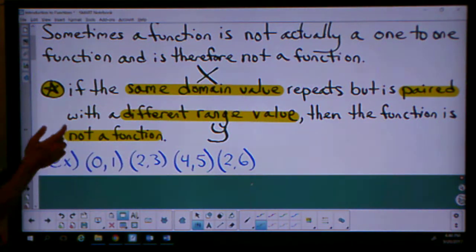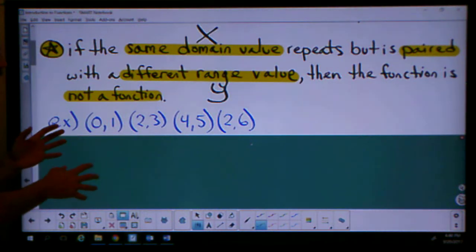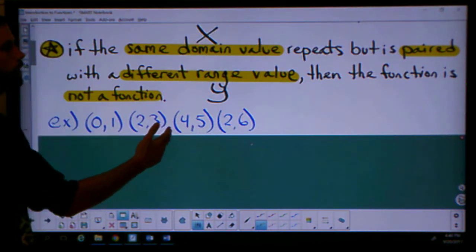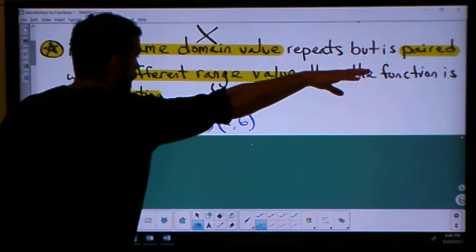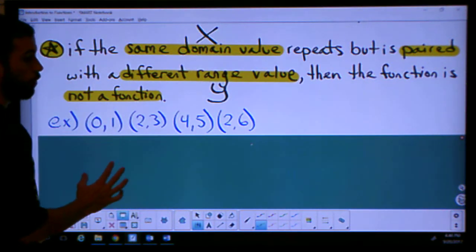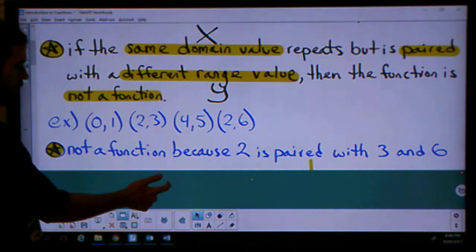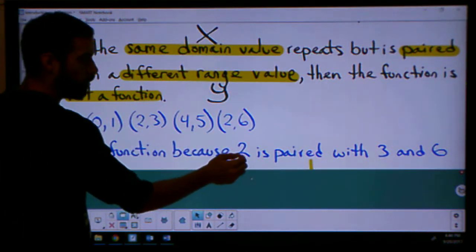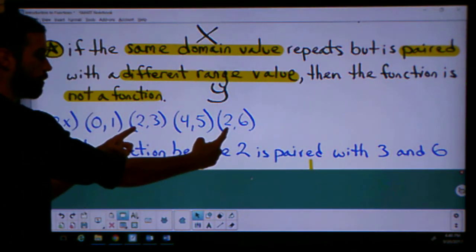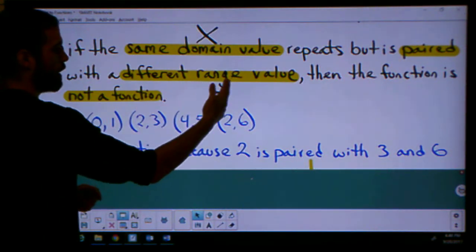So if you look at this first example right here, written in blue, take a moment and try to figure out which ordered pairs are showing you that this is not a function. The same domain is paired with a different range value, that's not a function. If you were looking right here at 2, 3 and 2, 6, well then you are correct, because it's not a function since 2 is paired with 3 and also 6. The same domain value, being 2, is paired with 2 different range values, just like it says right here.